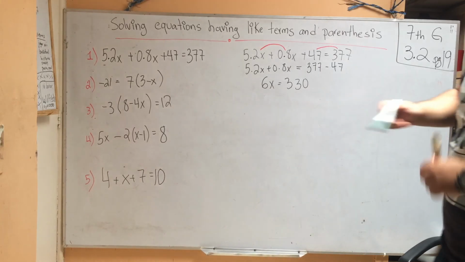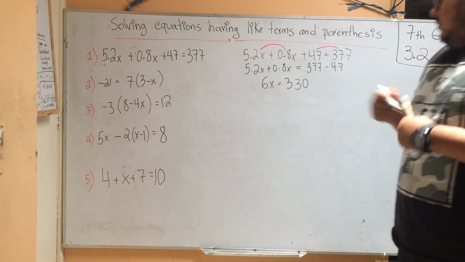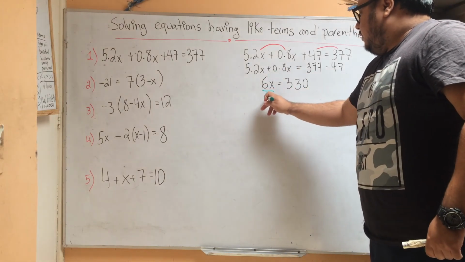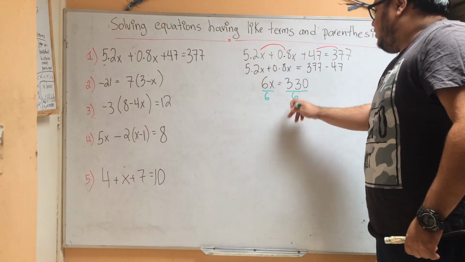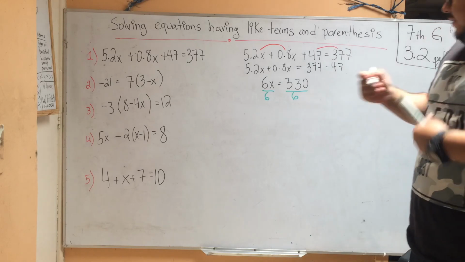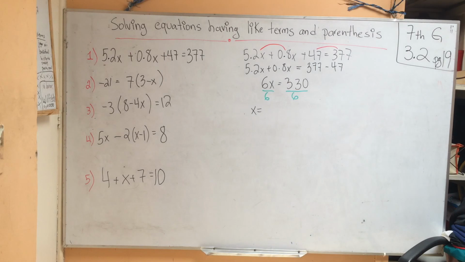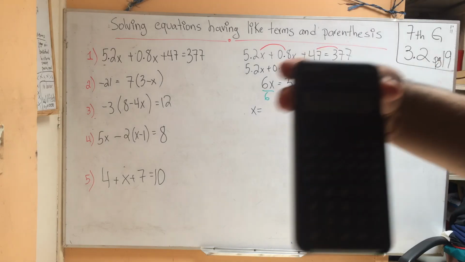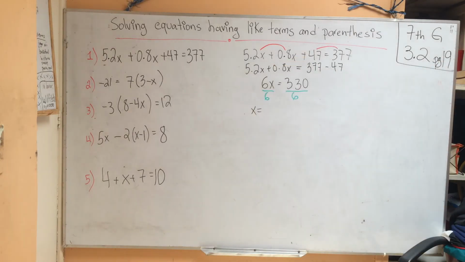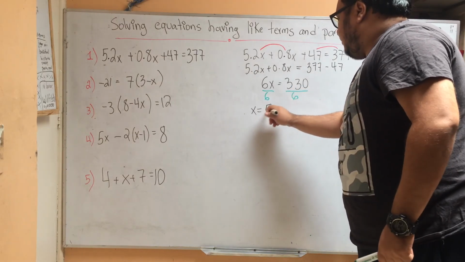Now that we have these numbers, we can continue to solve for x. If 6 is multiplying here, we move it to the other side, dividing. Or, to see it more easily, we do the same thing on both sides: we divide by 6 so that x is by itself. Then we have 330 divided by 6, which on the calculator is 55. So we have our answer.